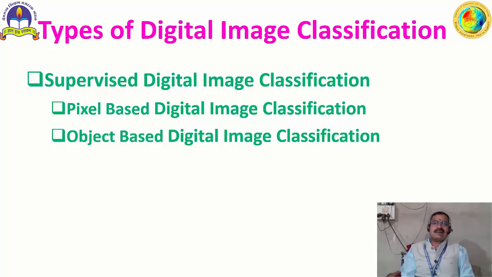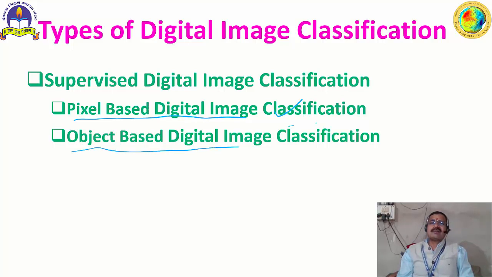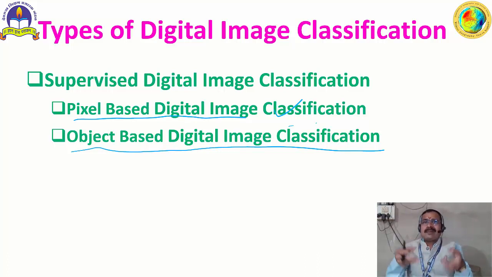Mahalingam has covered yesterday that there is supervised digital image classification technique, and it is of two types. First one is pixel based, that was performed by Dr. Mahalingam yesterday, and another one is object based digital image classification. When you are interested to find out the objects in your study area, at that time you need to perform the second type, that is object based supervised digital image classification technique.